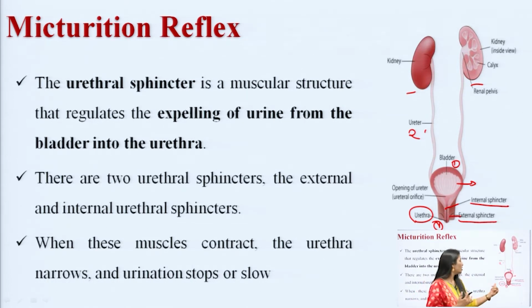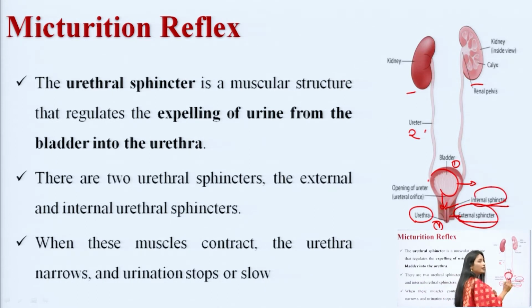into the urethra. So from the bladder to the urethra, the sphincter will help. What will the sphincters do here? The sphincters will help regulate the expulsion of urine from the bladder to the urethra. If I am talking about these sphincters, we have two most important sphincters: one is internal and the second one is external sphincter.